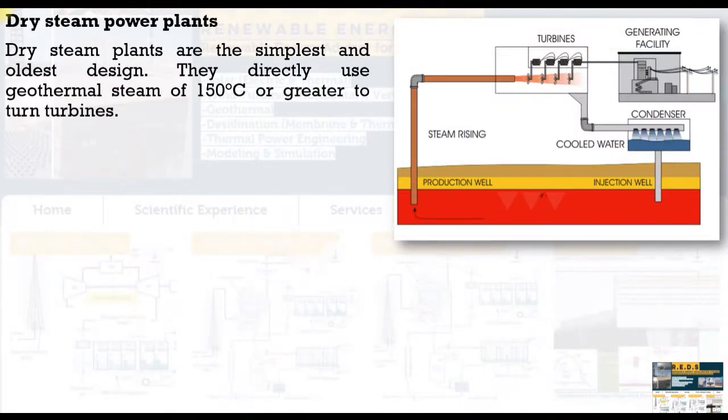Dry steam plants are simplest and oldest. They directly use geothermal steam of around 150 degrees or greater to turn the turbine unit. As you can see, hot water or steam is directly forced to power the turbine units in order to generate electricity. The system is simple. The well is one unit as the thermal source, the turbine is the second, the generator is the third, and the condenser, pump and injection is the fourth unit.